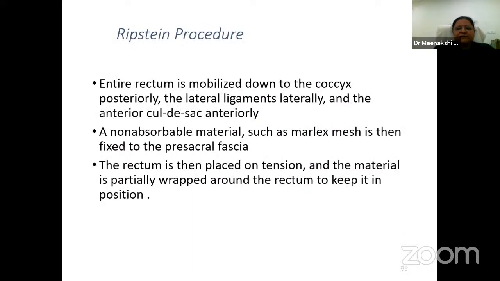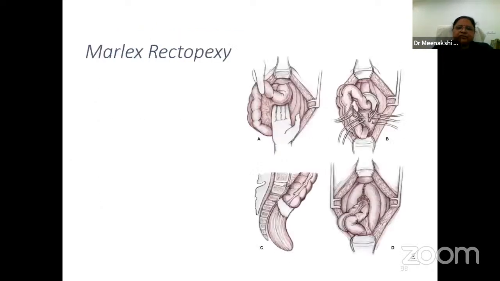The entire rectum is mobilized down to the coccyx posteriorly, the lateral ligaments laterally, and the anterior cul-de-sac anteriorly, and non-absorbable material such as non-absorbable mesh is fixed to the presacral fascia. Okay, and the rectum is then placed on tension and the material is partially wrapped around the rectum to keep it in position. So this is the Marlett's rectopexy.